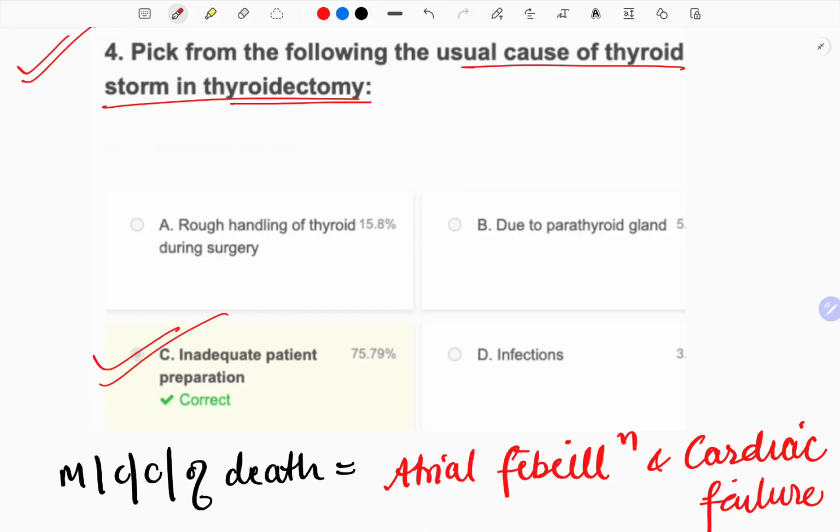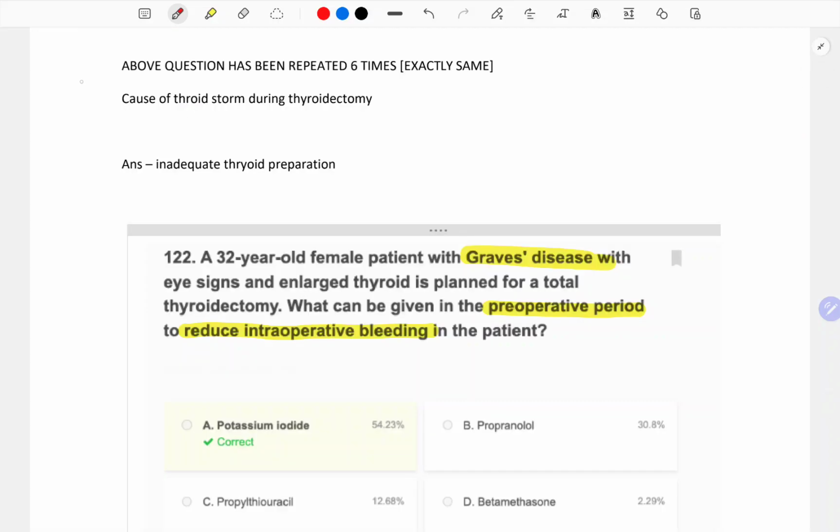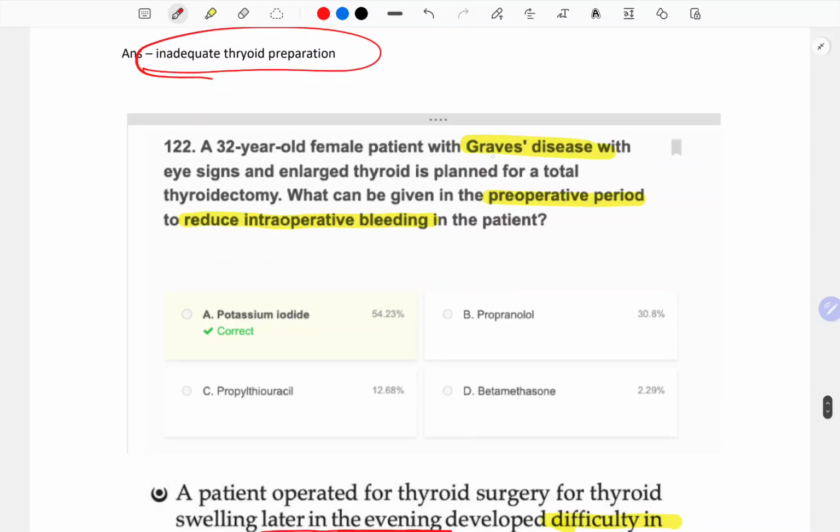Remember, in thyroid storm the most common cause of death is atrial fibrillation and cardiac failure, and the drug of choice to control it is propylthiouracil. And since the cause of death can be atrial fibrillation and cardiac failure, here we give digoxin as a drug also. So if that is given in the question, it's right. This question has been asked 6 times exactly the same. So remember this answer.